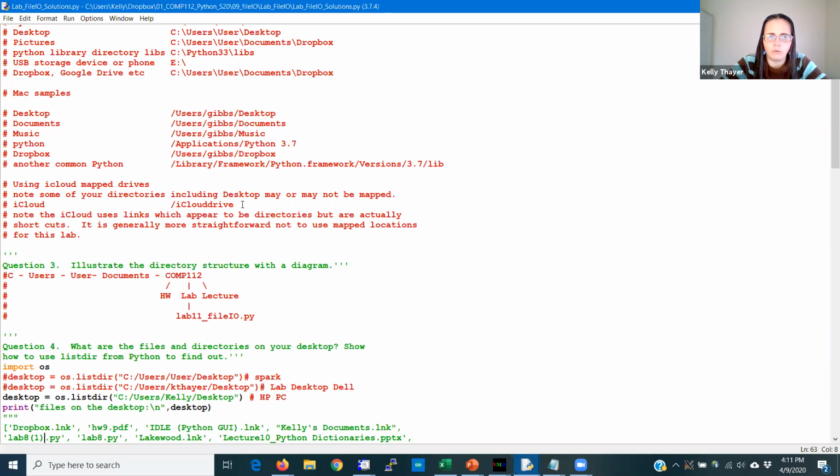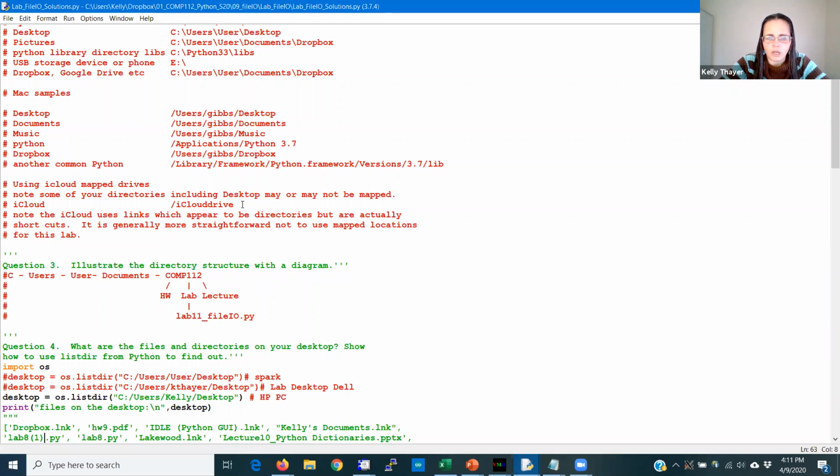So it appears to be directories, but they may not actually exist as they display, which makes it a lot more confusing. So I would recommend that if you have the iCloud drive, you stay away from using that in this lab. Some students have their desktop mapped on the iCloud, so using paths to your desktop may also not work as expected.